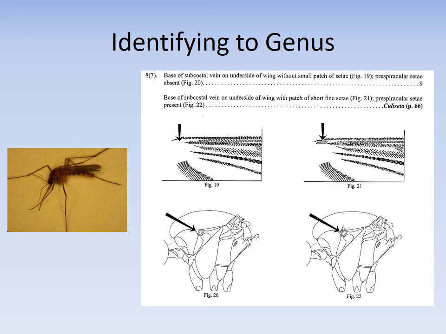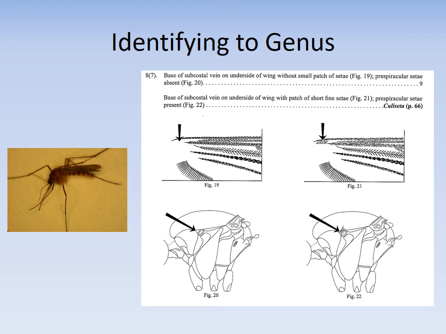As we see here, couplet 8, the top portion, is going to send us to couplet 9, or the bottom is going to send us to the genus Culiseta. Some of these characteristics you might have to really zoom in on to see, but it is good to know how to find these characteristics. So here we have the base of the subcostal vein on the underside of the wing without a small patch of setae. Basically we're seeing this on these pictures here.